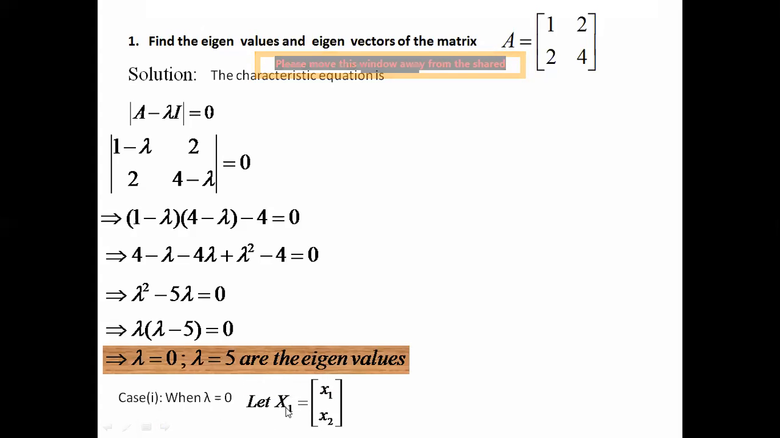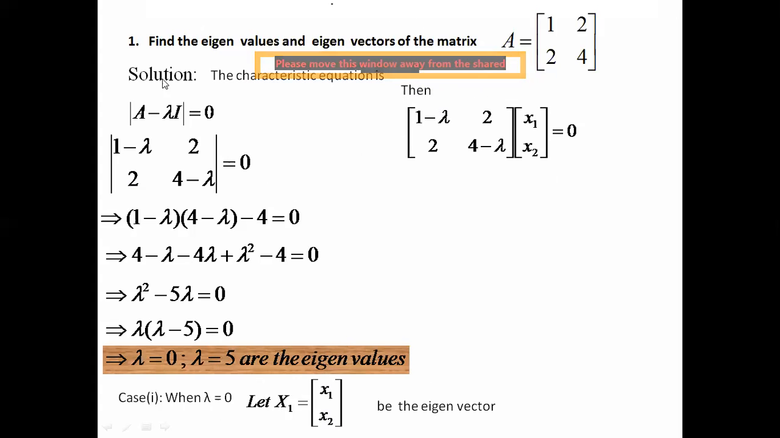So let us assume, since there are two eigenvalues, the first eigenvector I call X1. Capital X1 is nothing but the column matrix having two elements, x1, x2. Assume that this is the eigenvector. If it is the eigenvector, what is the condition? That is (A minus lambda I) into this X1 must equal 0. So if you multiply this, the right hand side will be a 0 matrix. Under this condition, you can solve for x1 and x2.